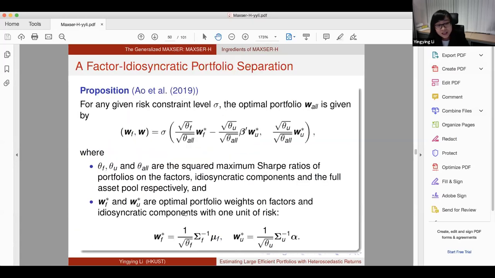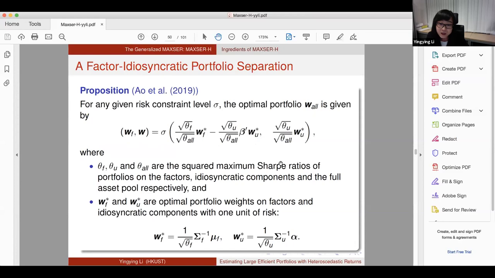So how to estimate such a portfolio? The starting point is a factor-idiosyncratic portfolio separation. This is also a result established in the previous paper, where we show that a full portfolio is a combination of the optimal portfolio of the factors and the optimal portfolio of the idiosyncratic returns. Here we use W_F star to denote the optimal portfolio of factors and W_U to denote the optimal portfolio based on idiosyncratic returns. How much to allocate to each optimal portfolio turns out to be really natural.